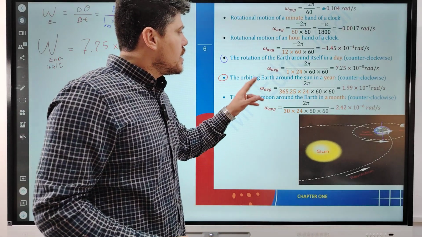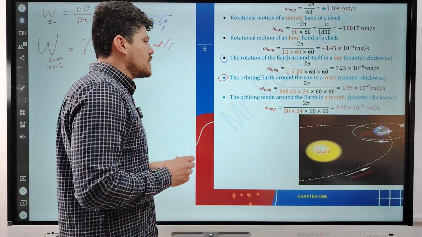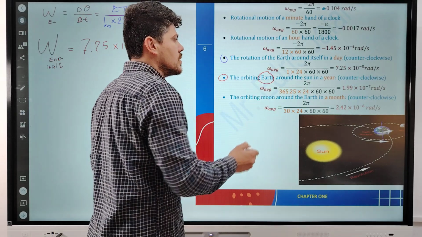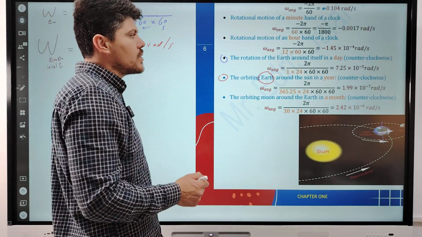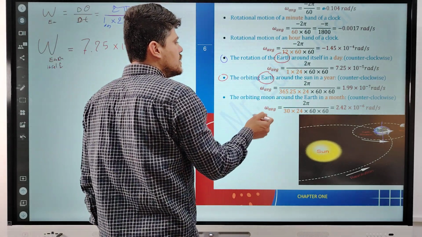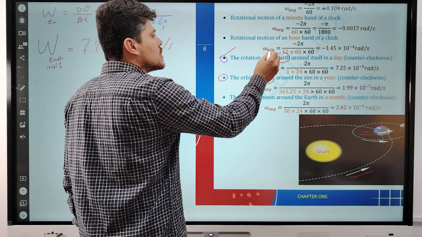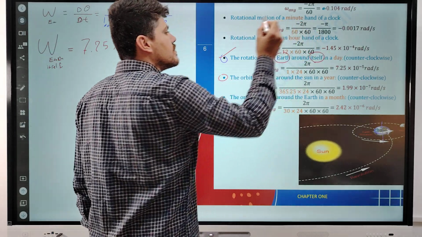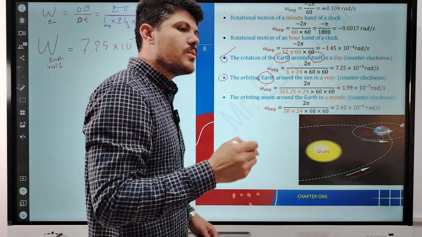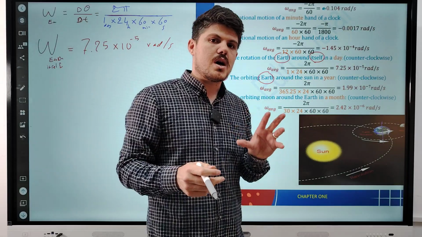The orbiting Earth, another angular speed for what? For Earth also. But what is the difference between these two angular speeds? We have Earth here and also we have Earth here. For this one, the Earth is rotating around itself.